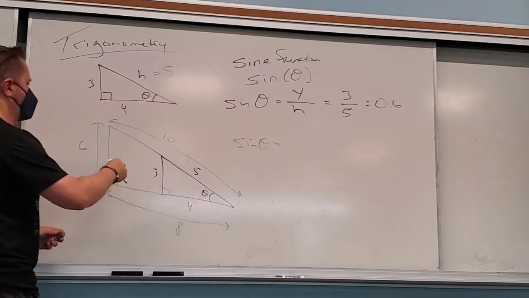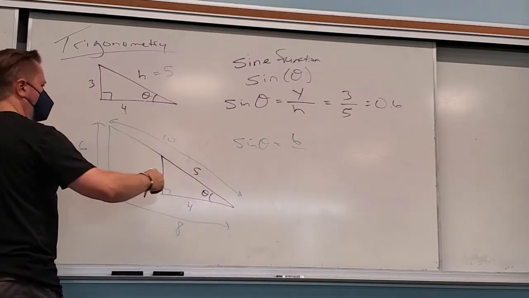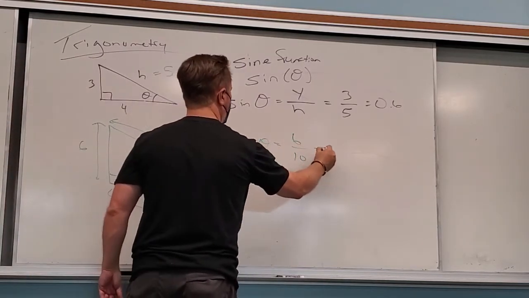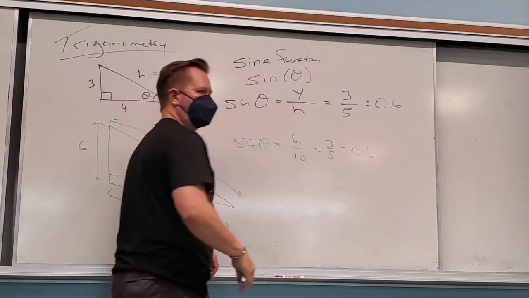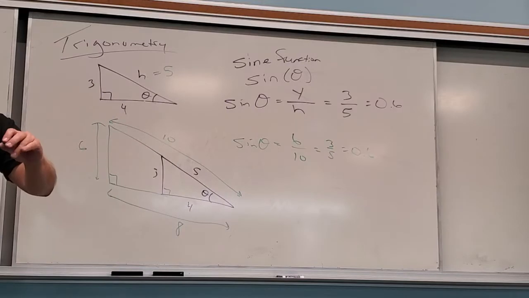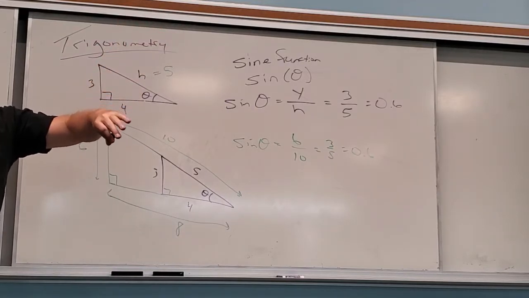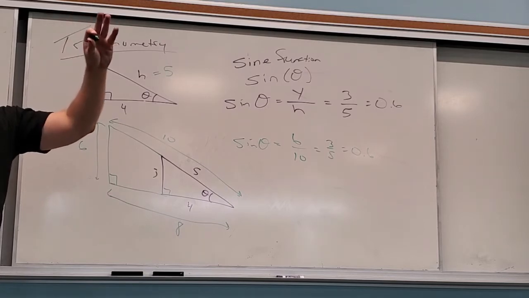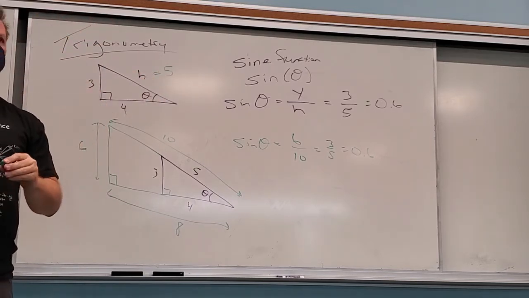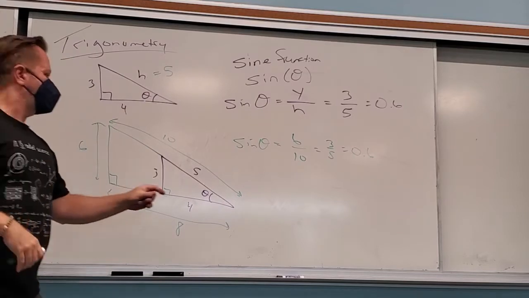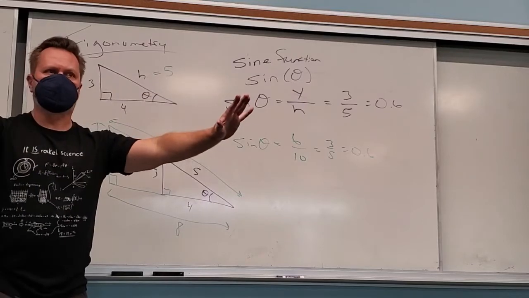What's the y side now? 6. What's the hypotenuse now? 10. What is 6/10 reduced to? 3 fifths. All right, so that's why it doesn't matter how big or small your triangle is, the sine of the angle stays the same. It will always reduce to be the same number. So the sine of a given angle is a number, and it's always that number.